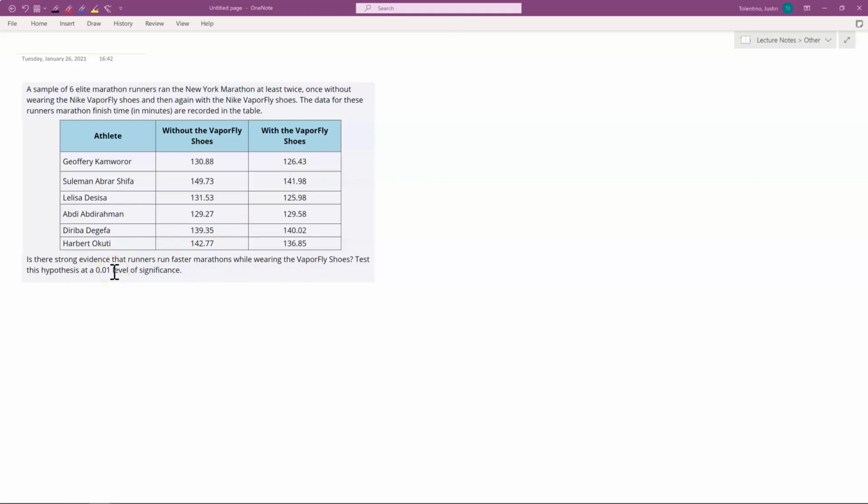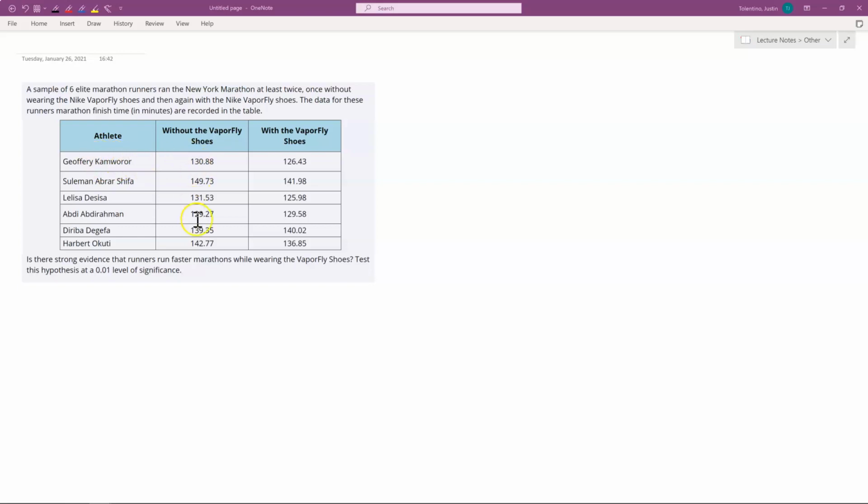So before we get started, let's think about the type of test we're going to be using, which again is step 2, but it helps to think about this first. What we see is that we have 2 sets of data, right? Once without the shoes and once with the shoes. But these data points are actually connected to the same person. As you can see, this is Jeffrey Kamworor, who ran it without and with the Vaporfly shoes. And so both of these data points are connected to this athlete.